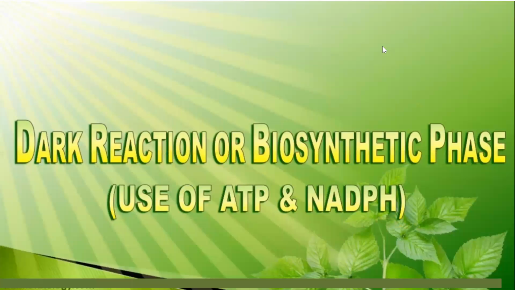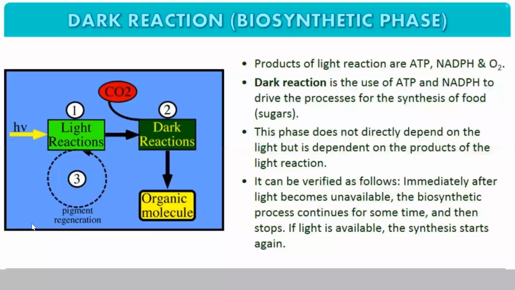photosynthesis part 3. In this video we will discuss the dark reaction or the biosynthetic phase, which is going to use ATP and NADPH. The products of light reactions are ATP, NADPH and oxygen. In the dark reaction, ATP and NADPH are utilized to synthesize food and oxygen is released out.